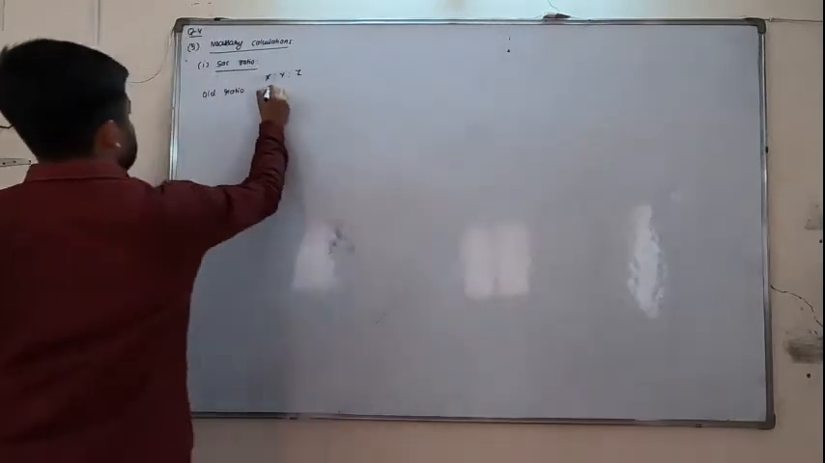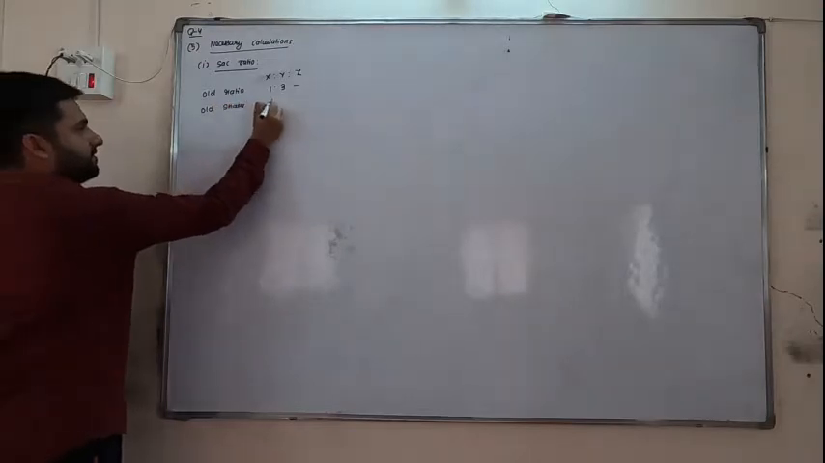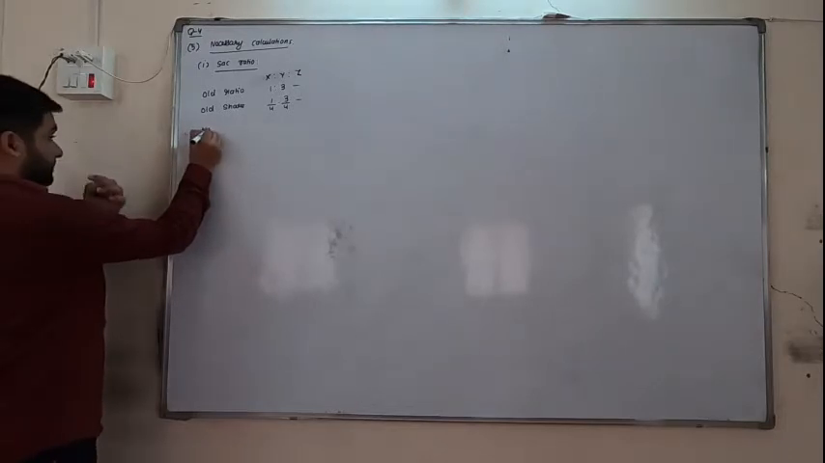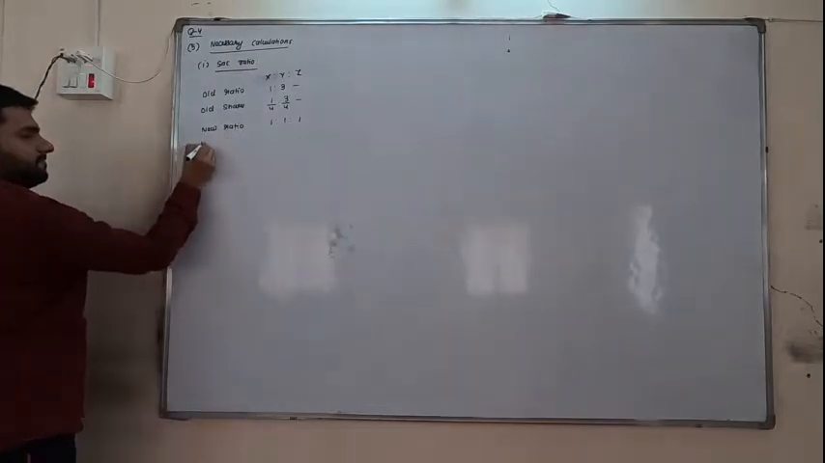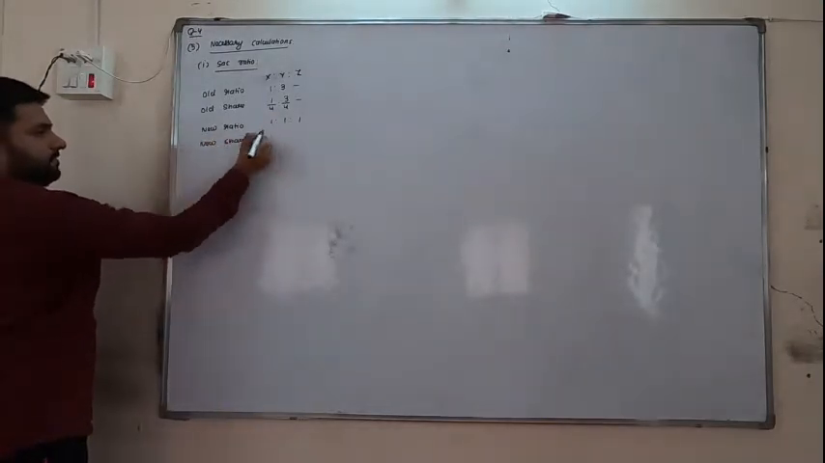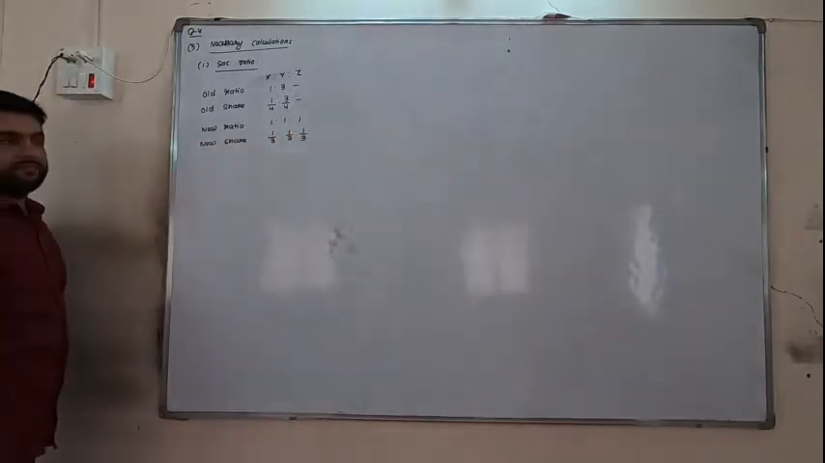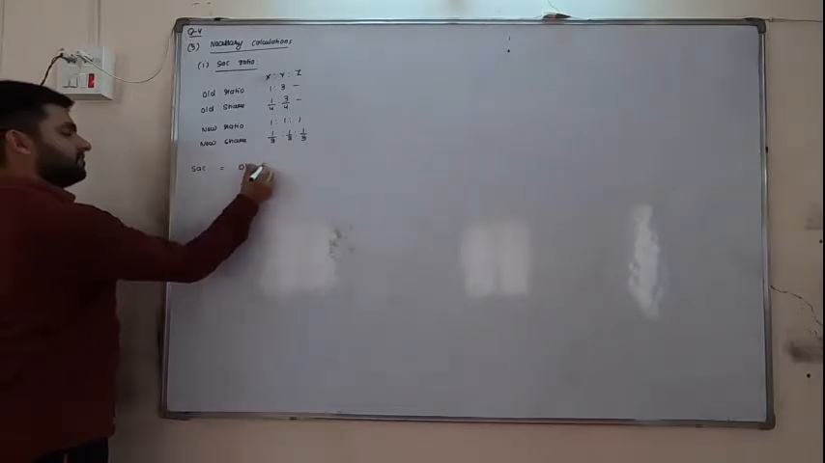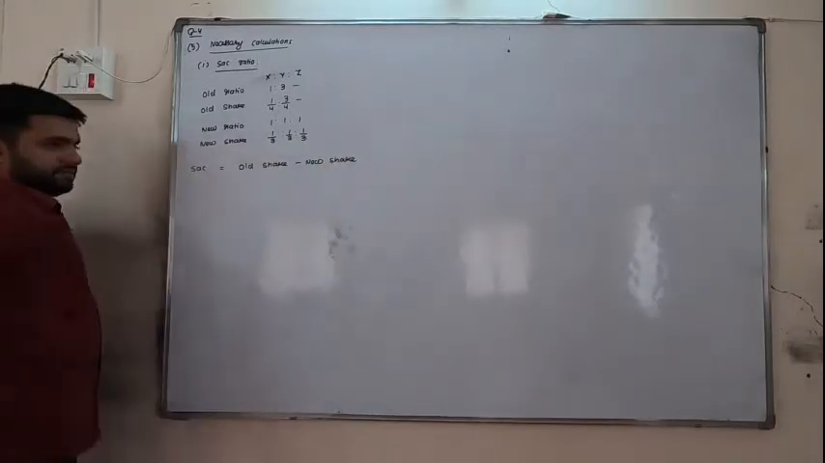1:3. Old share 1/4, 3/4. Now new ratio 1:1:1. New share 1/3, 1/3, 1/3. Now sacrifice is equal to old share minus new share.